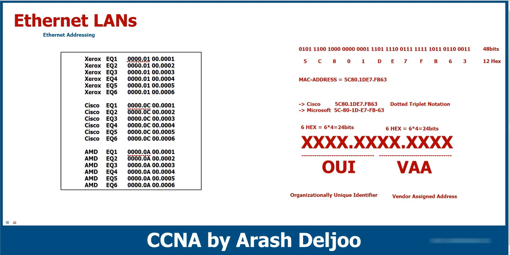As you can see, now Xerox is using these 6 hex characters, 00 01, at the start of the MAC address of all of its products. As you can see, Cisco and AMD are doing the same. And after that, they can make their products unique between each other with the vendor assigned address. Assume that this is the MAC address of one of the Xerox products. The organizational identifier of all of the products is the same, but the vendor assigned addresses are different between these products.